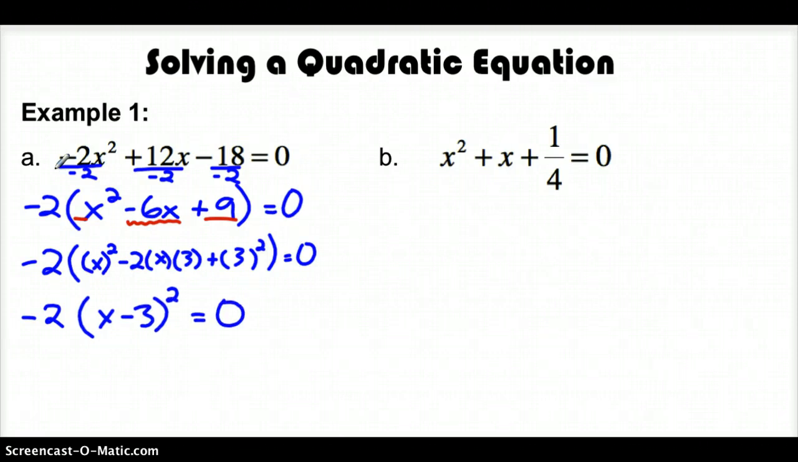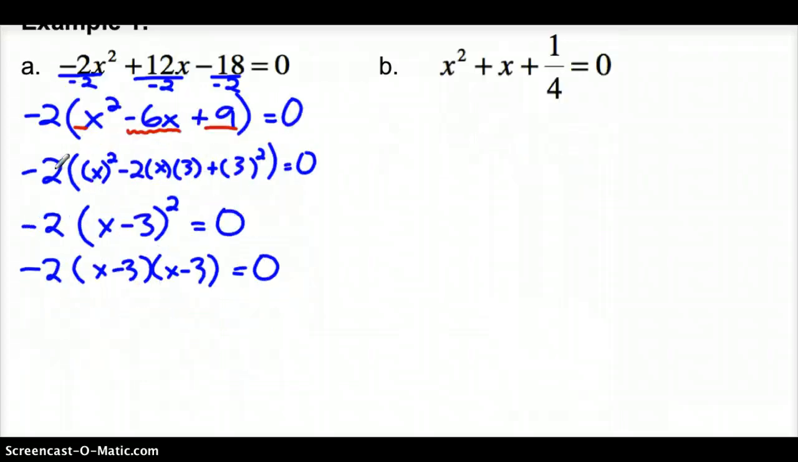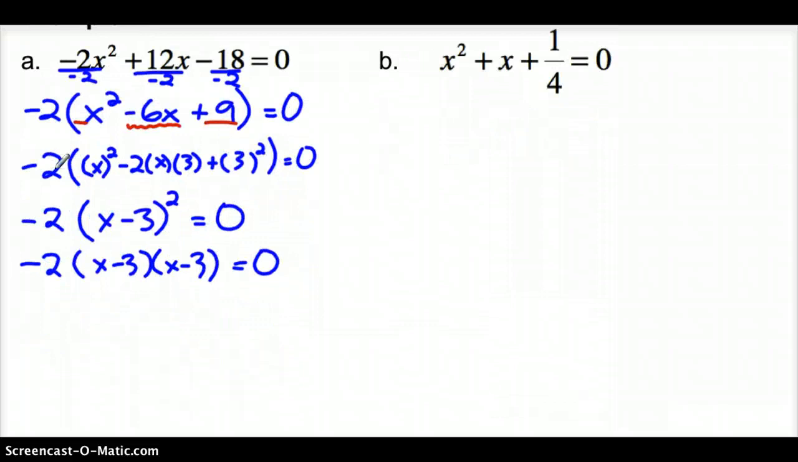What's a little bit confusing at this point is how do we solve this? To solve it, I'm going to split this up as negative 2 multiplied by x minus 3 times x minus 3, and that equals 0. We solve this by setting each of these factors equal to 0. If I look at the negative 2 equals 0 part, that just doesn't make any sense, so we skip it.